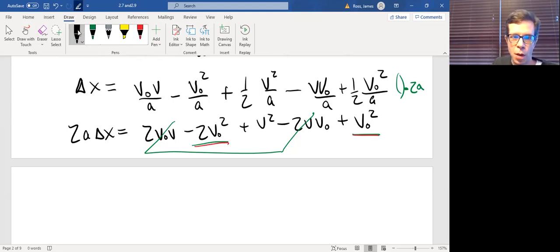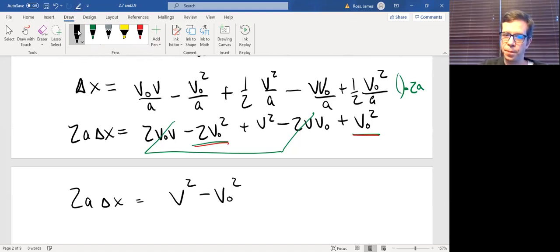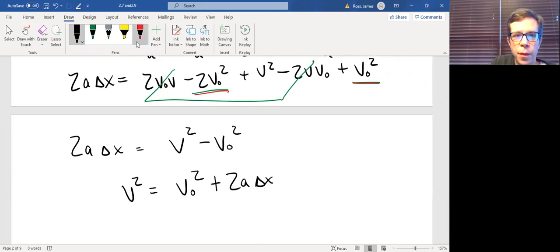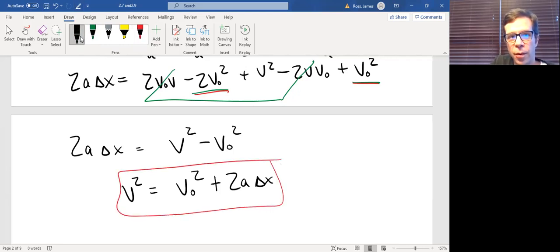There we go. All right, so we're left with 2a delta x. When we group these two terms, we end up with a minus v naught squared, and this leaves us with a v squared. So we can now write this as v squared is equal to v naught squared plus 2a delta x. And this we usually just call the v squared equation. Not very imaginative.